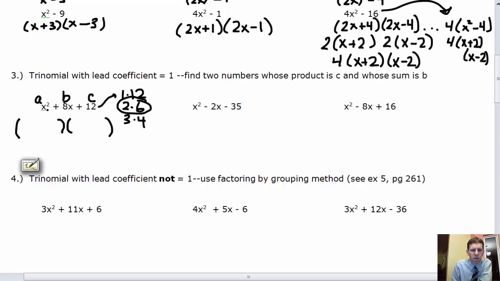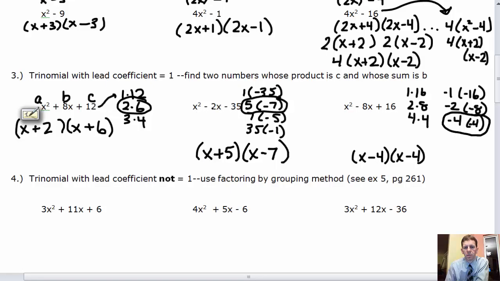In parentheses, to get x squared, we're going to multiply x times x. To get the 12, we're going to do positive 2 times positive 6. And if you're thinking of doing the FOIL process, x times 6 is 6x, 2 times x is 2x, 6x plus 2x is 8x. See if you can factor these other two expressions. Pause the video, we'll see what you get in just a moment.